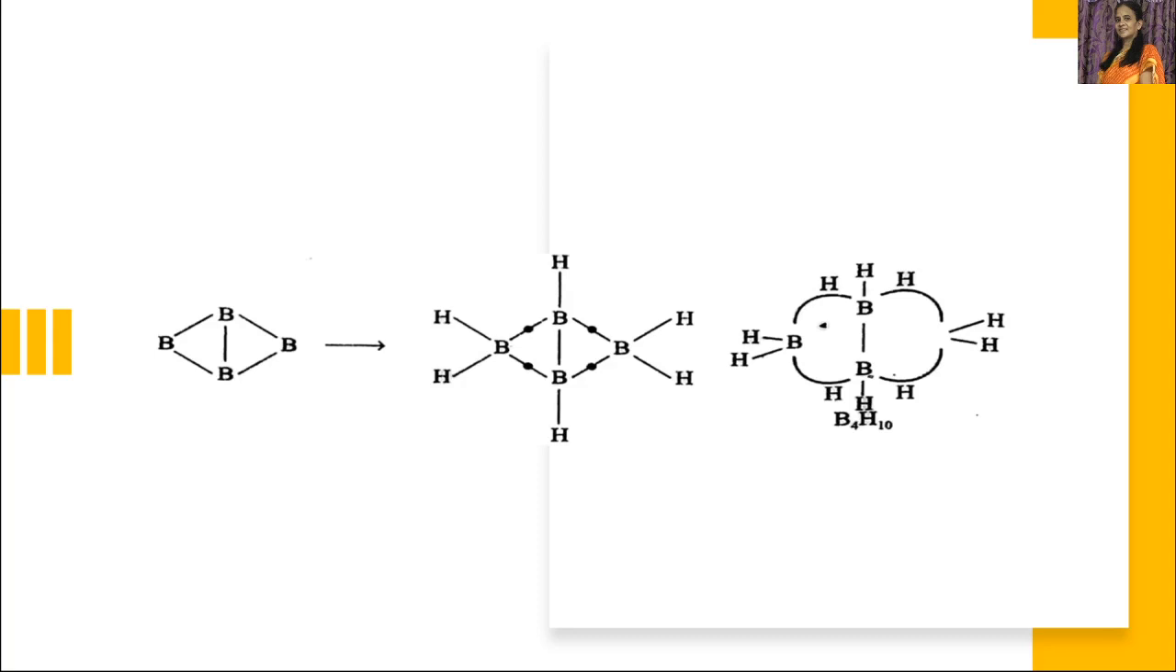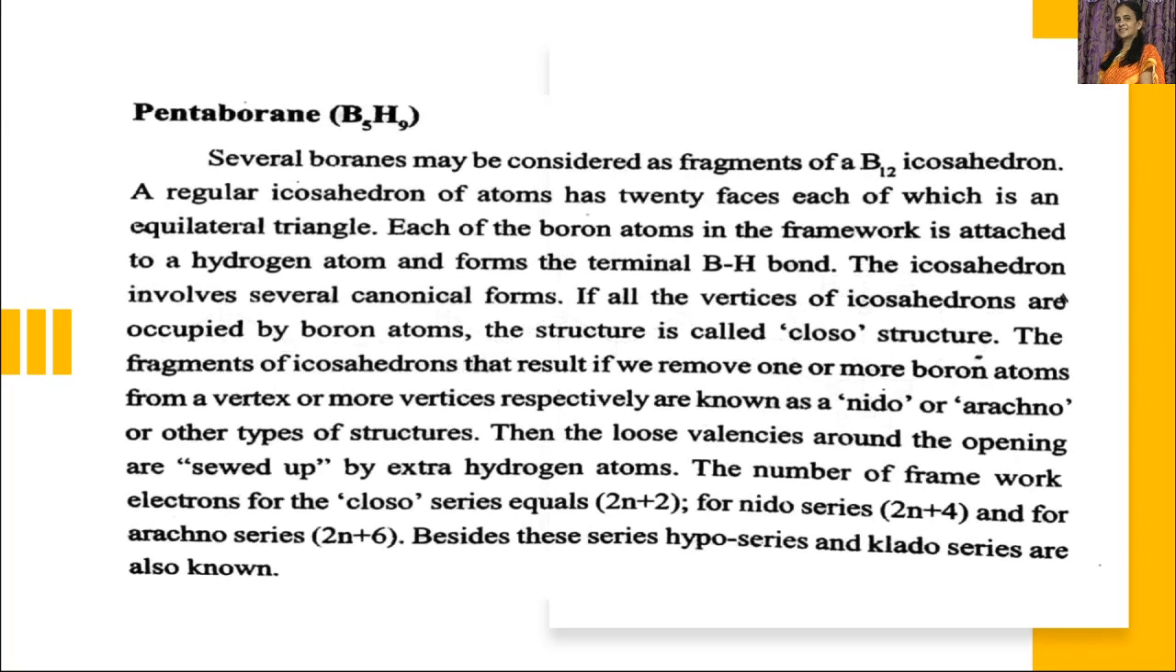So it has two BH2 groups, four BHB bridges, and one BB bond, and the center boron, this one, also has a BH bond here, one BH bond here, one BH bond here. So this is the structure of B4H10, that is tetraborane.